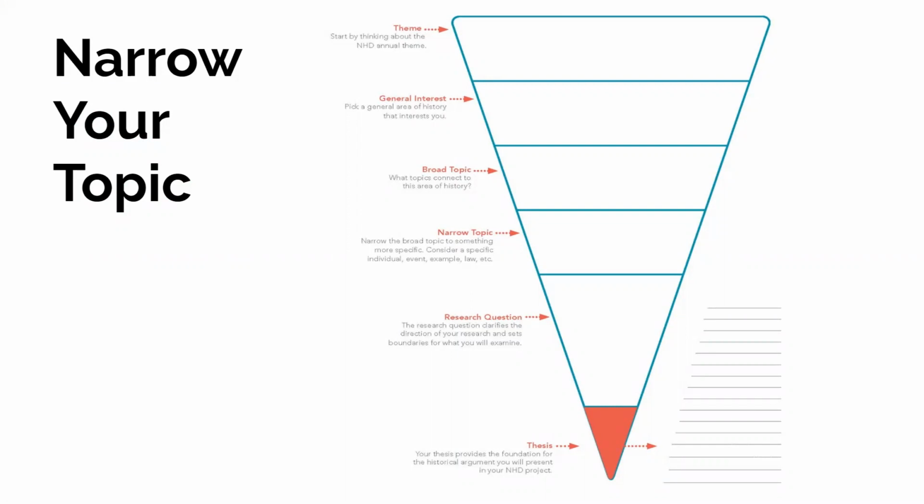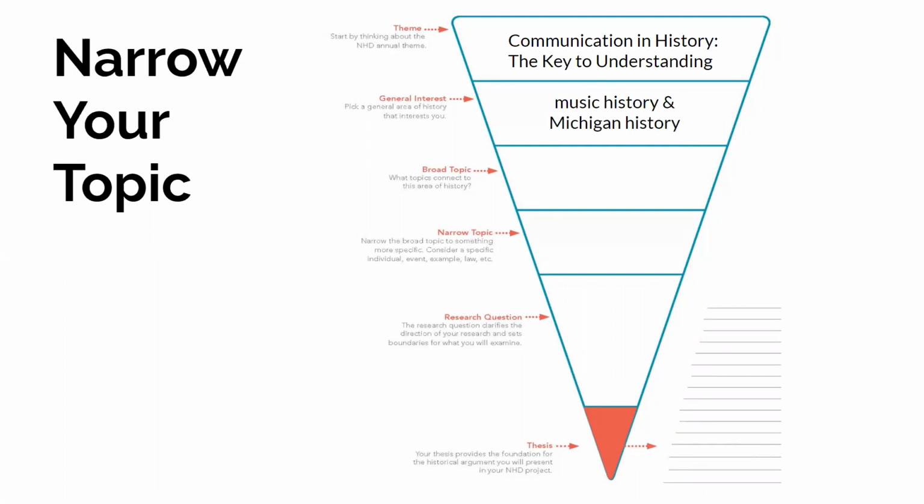So this is a document, this is shared in that resource folder. It's fillable, so you can type into it. And we've seen this in a variety of ways. I mean, almost every coordinator has one of these where it's like a funnel to narrow it. So let's look at Motown and what I did, right? So the theme this year is communication and history, the key to understanding. My interest is I like music history, I like music, and I like Michigan history. So I thought, ooh, Motown would be a good fit for me.